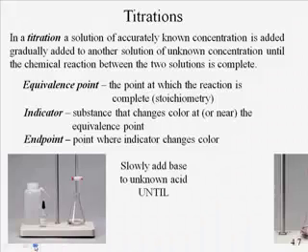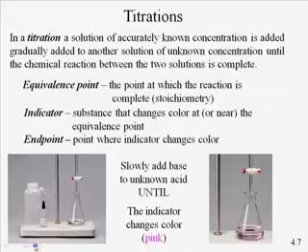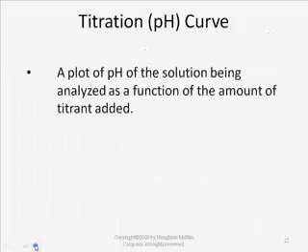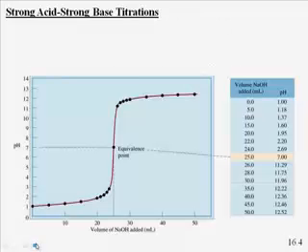This is the titration process, very familiar, using phenolphthalein. One of the things that we did not do back in the fall is look at a plot of the pH versus the amount of titrant that's been added. Here's an example. This one is a strong acid, strong base titration. That's what we've done before.